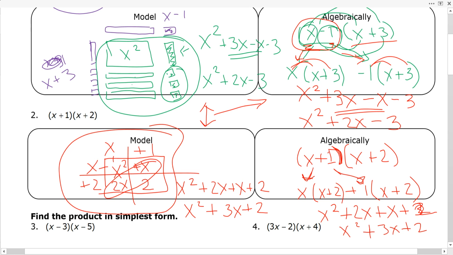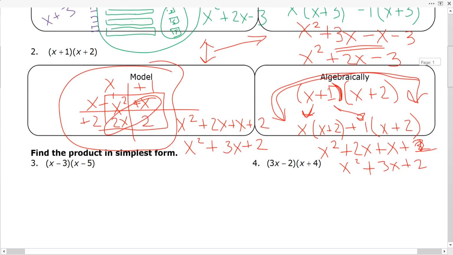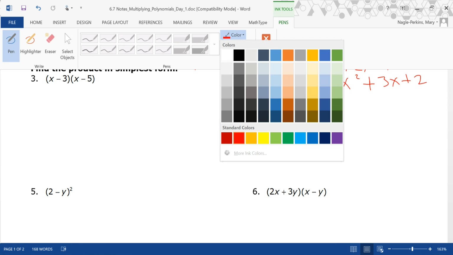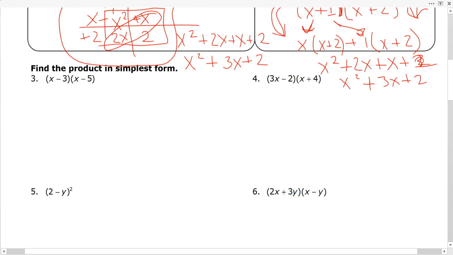Okay, so I'm going to do my problems using the double distribution, using this guy, because that's easier for me, but you can use any one of these ways you want. Maybe I'll switch it up a little bit. Okay, so I'm going to go back to my purple because it made me happier. Purple, what a great color.